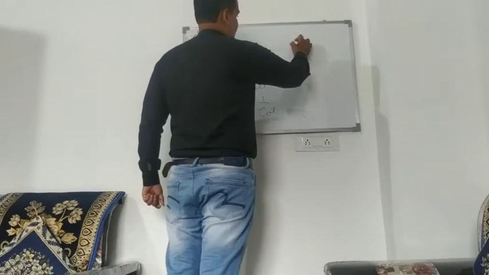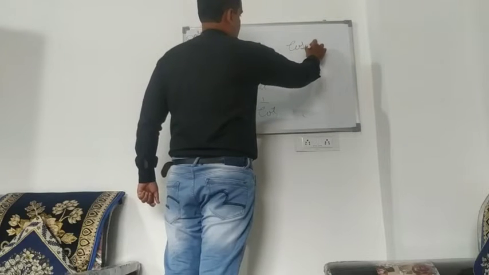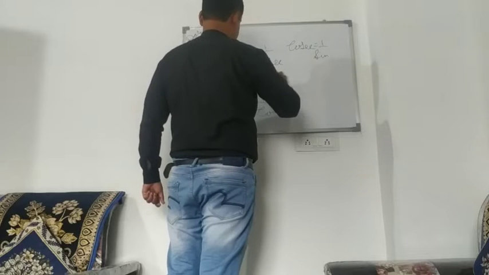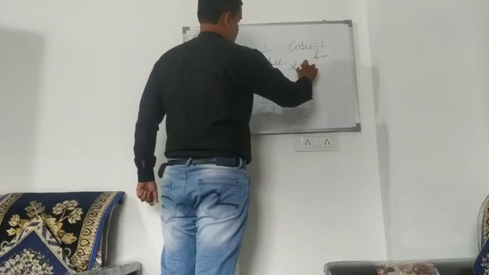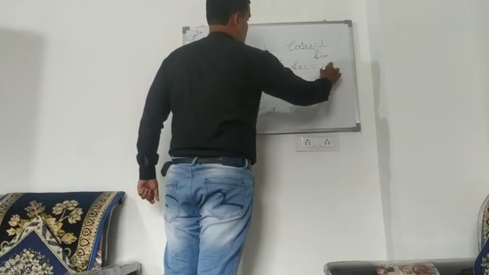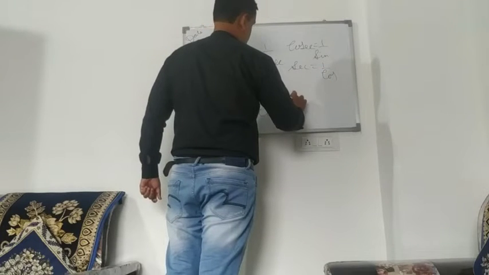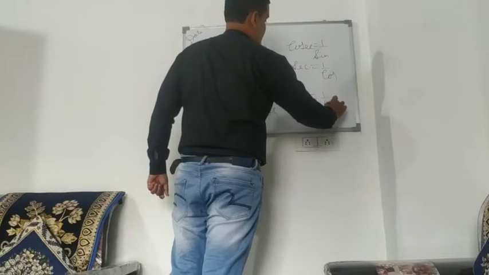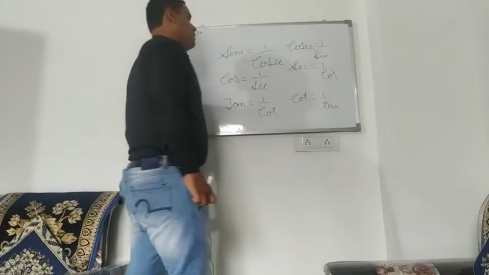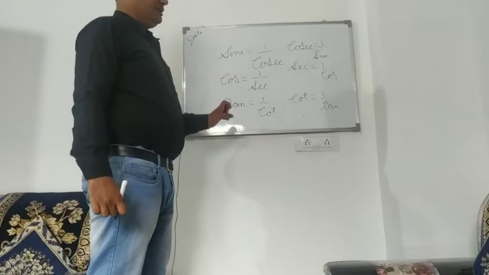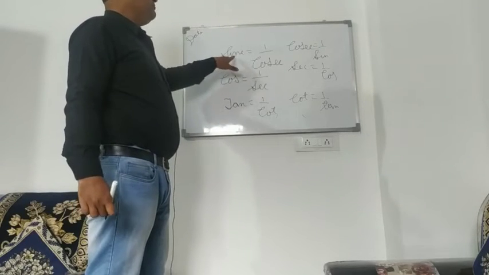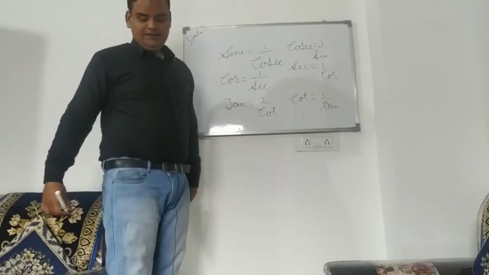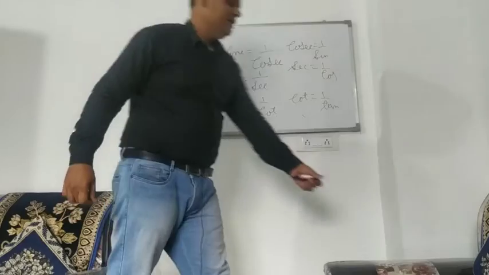We can also write it like this: 1 upon sine, 1 upon cos, 1 upon tan. These quantities are opposite of each other. If we know one quantity, we can find out the other quantity. If we know cos, we can find out sec. So it is the basic thing. If you know this, we can go forward.